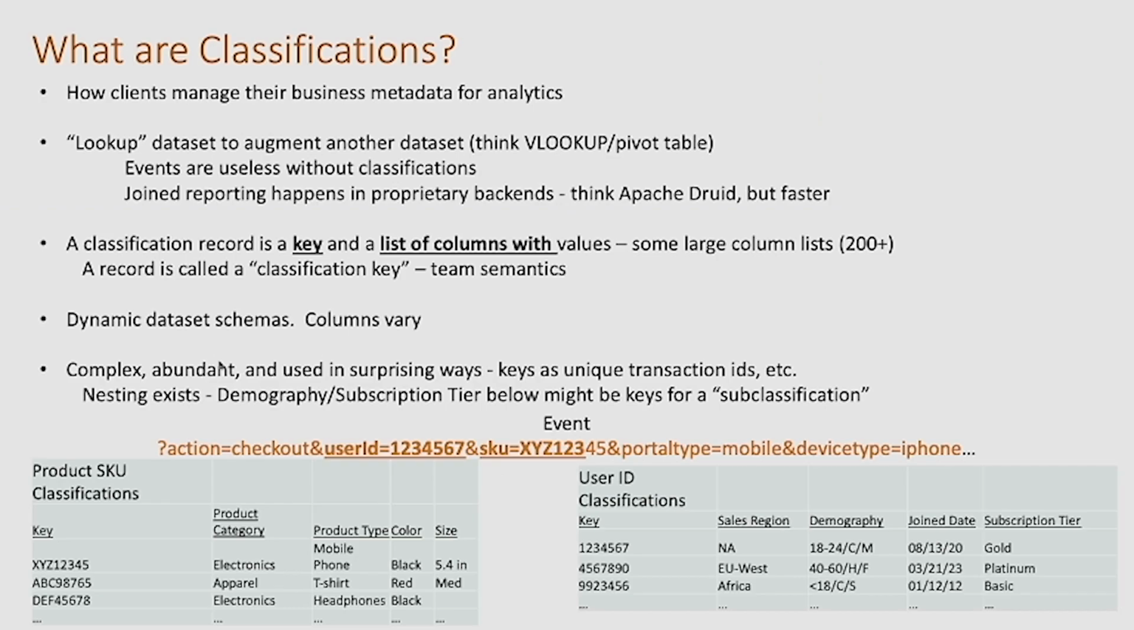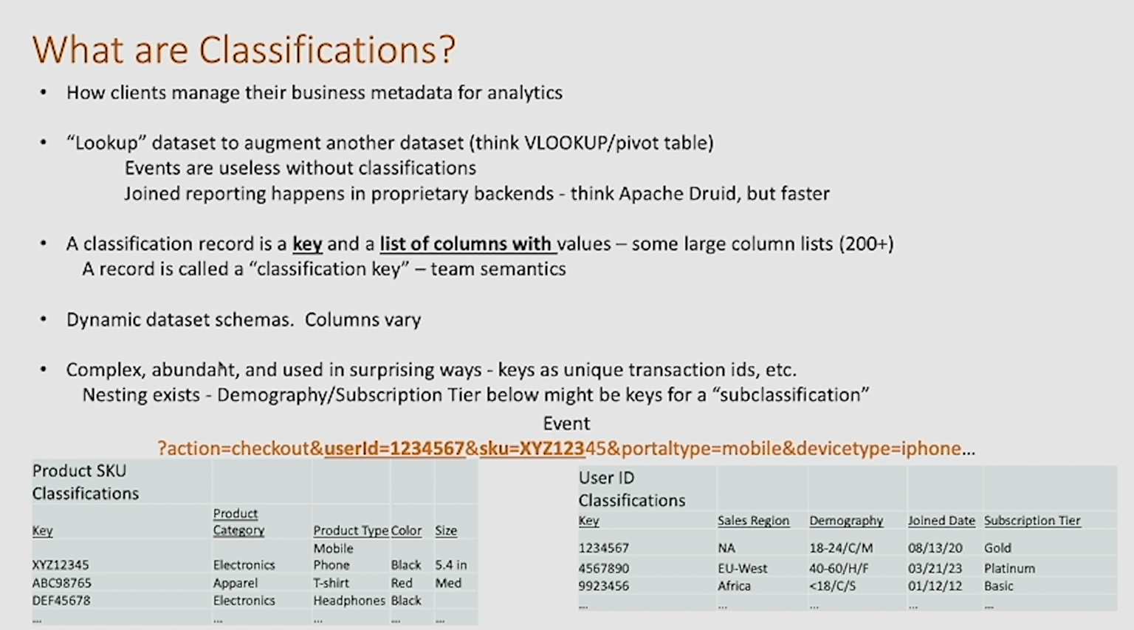The data that I deal with are classifications. That's how clients manage their business metadata for analytics. Really a lookup data set to augment an event data set or another type of data set. Think of it like VLOOKUP or a pivot table from Excel, just on a grand scale. Events are generally useless to clients without this business metadata. And joined reporting happens in proprietary backends downstream from us. Think something like Apache Druid, but a lot faster and more feature-rich. We actually gamed out replacing some things with Apache Druid several years back, but it just didn't work for us, wasn't fast enough.